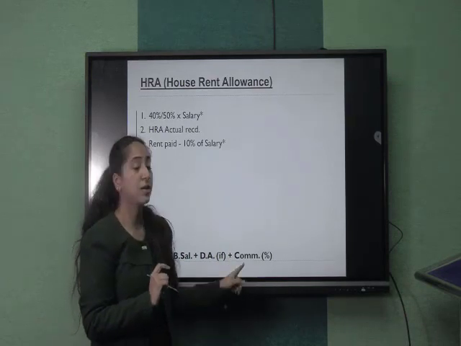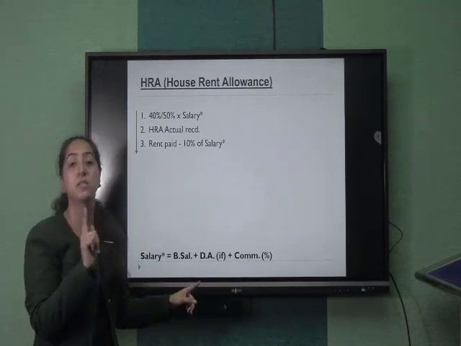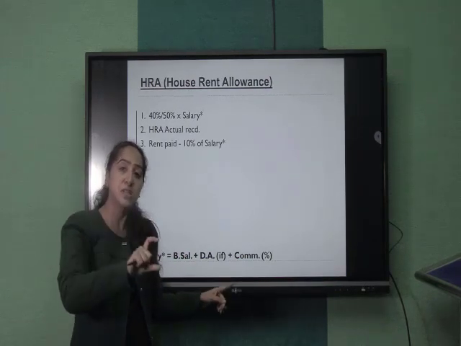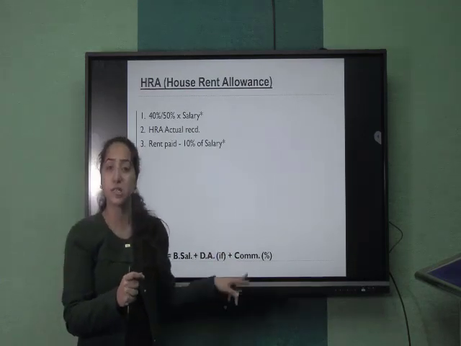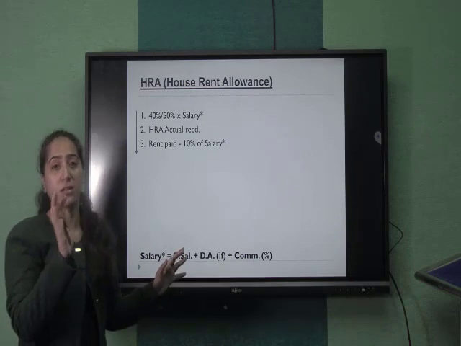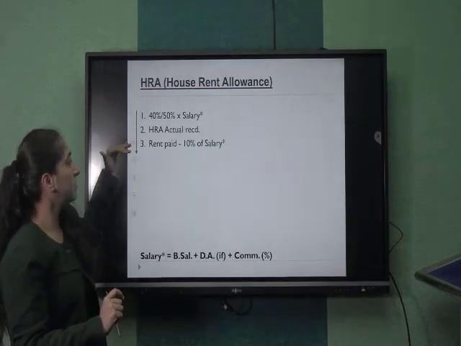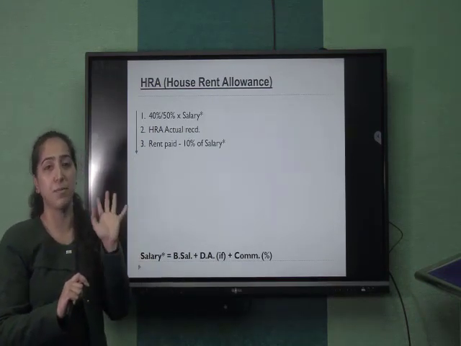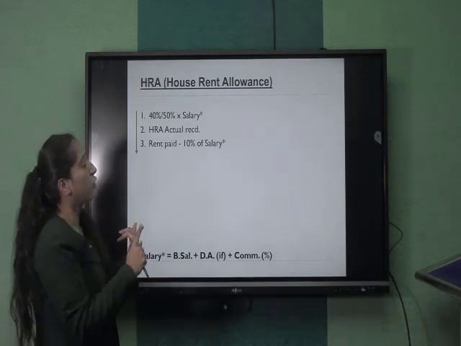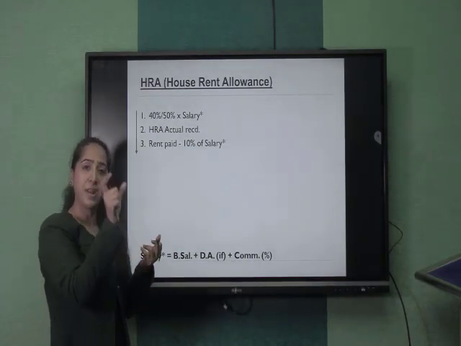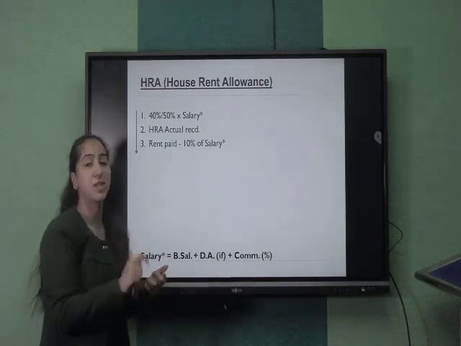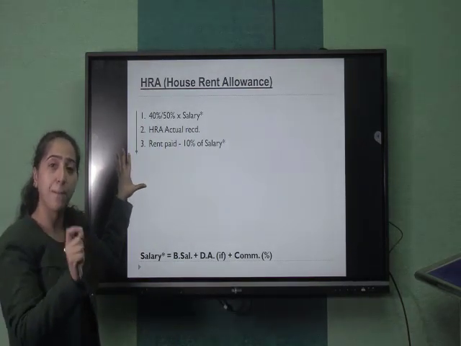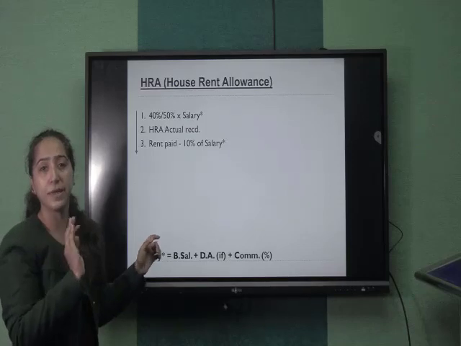After this, we need to add commission only if commission is in percentage of turnover achieved by the employee. If the employee has earned any turnover on a percentage basis, only that will be considered here. We are not going to consider any fixed commission in this case. So these are the three main amounts which we have to calculate firstly in order to reach the exemption amount: actual HRA received, then 40 or 50% of the salary, and then rent actually paid by the employee minus 10% of the salary. After finding these three figures, whichever is the minimum figure, that we are going to deduct.